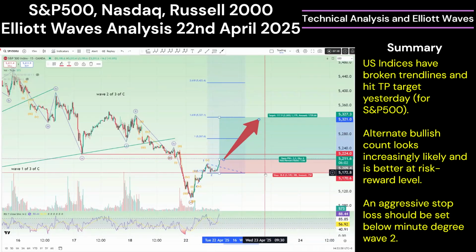Remember to always manage your risk. For me, if I long here, I will be putting the stop here, so I will adjust my size accordingly.